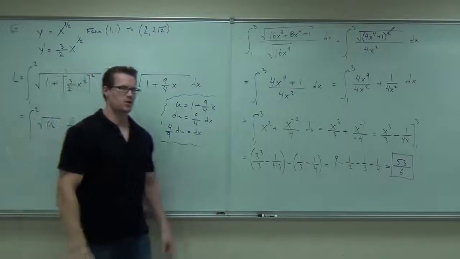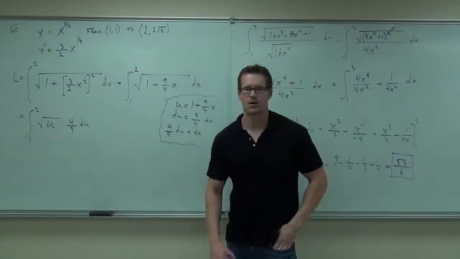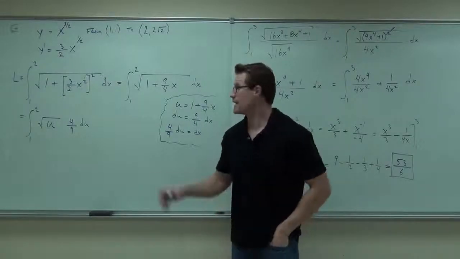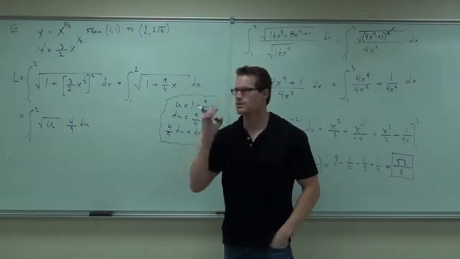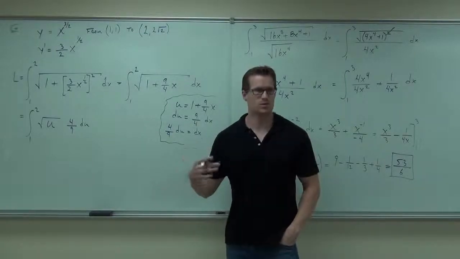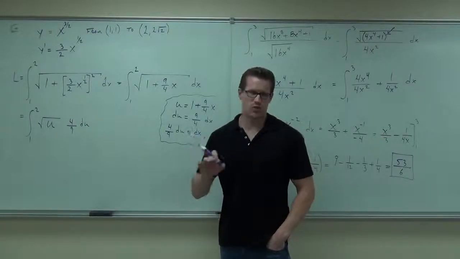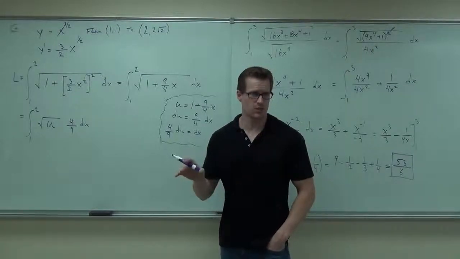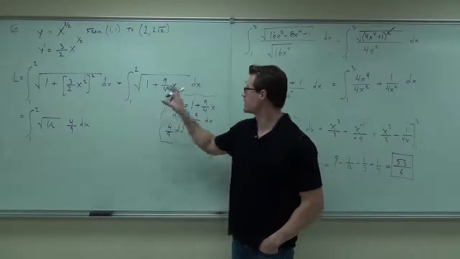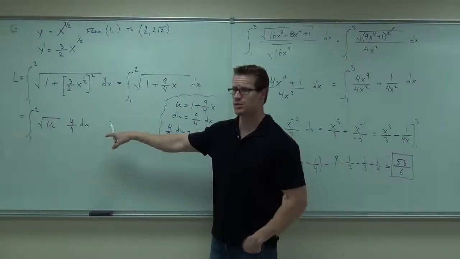Tell me one more thing I could do right now if I wanted to. Pull the 4 out. Yes, I could pull the 4/9 out. What else? Change the bounds. I could change the bounds. Remember that with substitution you can change the bounds. Do you want to do that now or do you want to do it later? If I don't change the bounds now, if I leave it 1, 2, notice I will have to plug this back into u before I evaluate. Do you remember doing that? So it's one or the other.